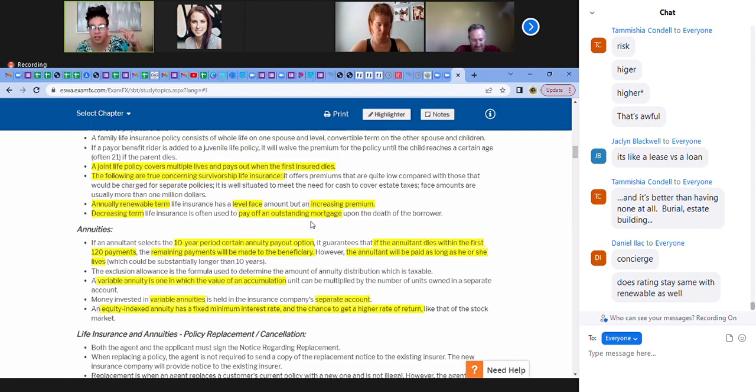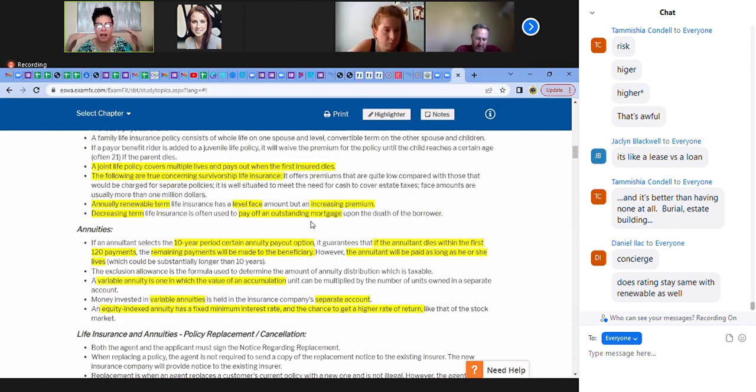So decreasing term, here's the recap. Decreasing term, death benefit decreases, payment stays the same. Annual renewable term, death benefit stays the same, premium increases. Level term, death benefit stays the same, premium stays the same. You must know the difference because you will have that on the test.